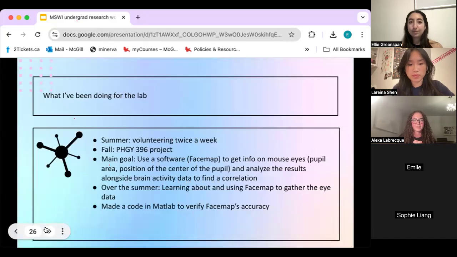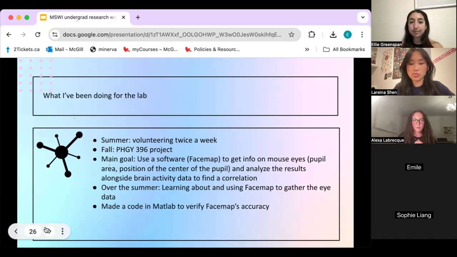So what I've been doing for the lab, during the summer, I volunteered about twice a week, and I was doing more coding stuff. I was using a software called FaceMap to get information on the mouse eyes, like the pupil area and the position of the center of the pupil. This could be analyzed in conjunction with the brain images and synced together. Then you can see if, let's say, the pupil dilates at the same time as brain activity happens, that might be an attentional signal. But that's not done yet. We're just in the process of analyzing videos using FaceMap.